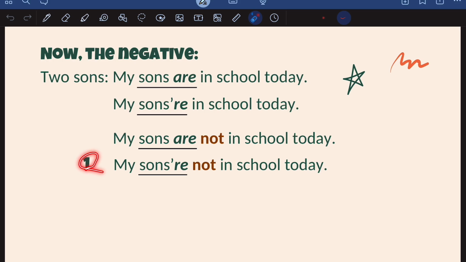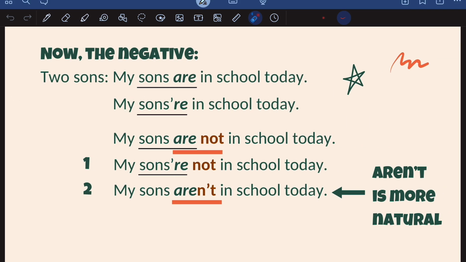This is one option. We could take sons are and make a contraction, but of course, I know you recognize again, are not. Those two words next to each other, we want to make a contraction when we're speaking English as native speakers. So here's the second choice. The second choice is we can say, my sons aren't in school today. So if we have my sons are not in school today, I can say either my sons are not in school today or my sons aren't in school today. Now for me, I think my sons aren't in school today is a little more natural. Maybe I would say all three words. Maybe I would just say my sons are not in school today.